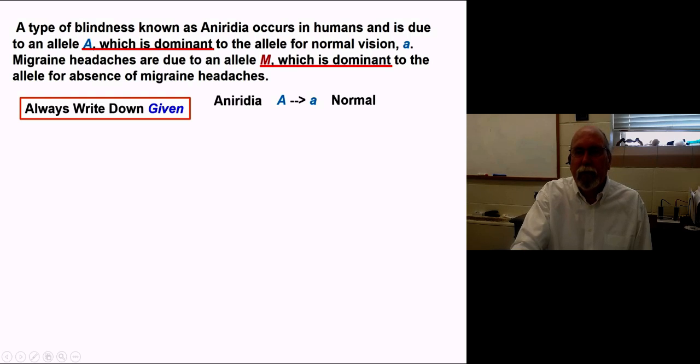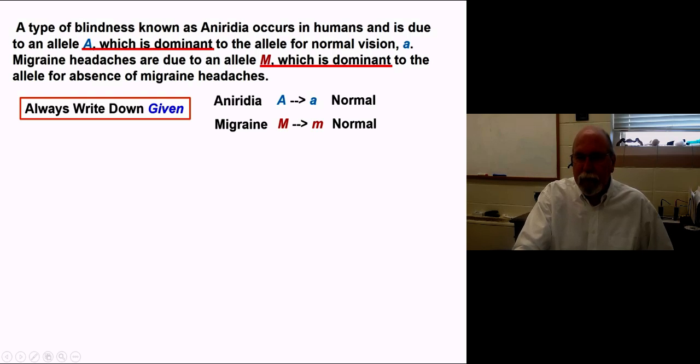Now what else do we got? Well, apparently with migraines, big M is dominant over the allele for the absence of that. So we've got another dominant-recessive. In that case, migraines is dominant over normal, or non-migraines, okay? That whole first paragraph, that's what we can symbolize it as. That's what we need to know: big A is dominant over little a, big M is dominant over little m. That might have been more complicated, as we'll see in later problems, but it's there. Whatever's there, write it down, okay?